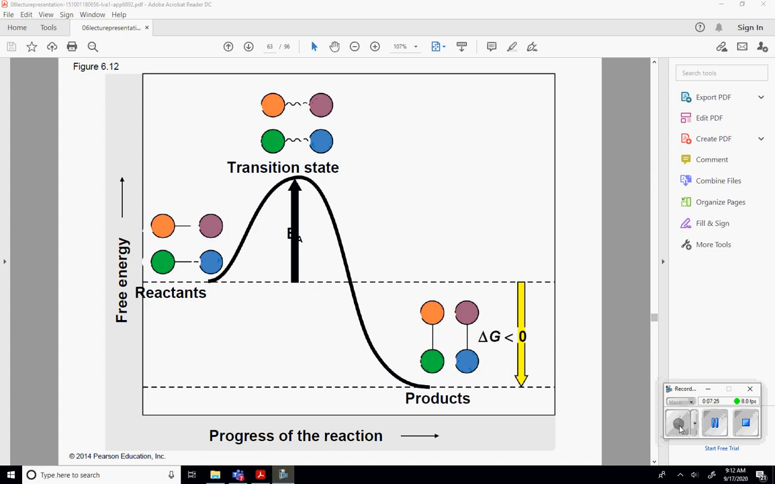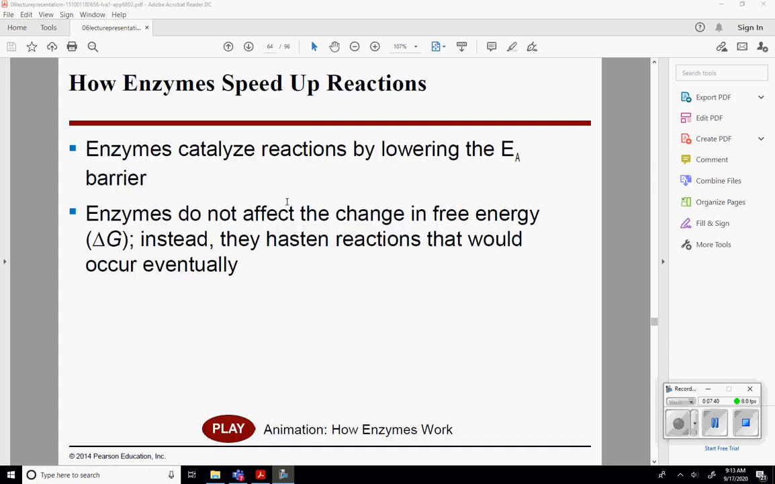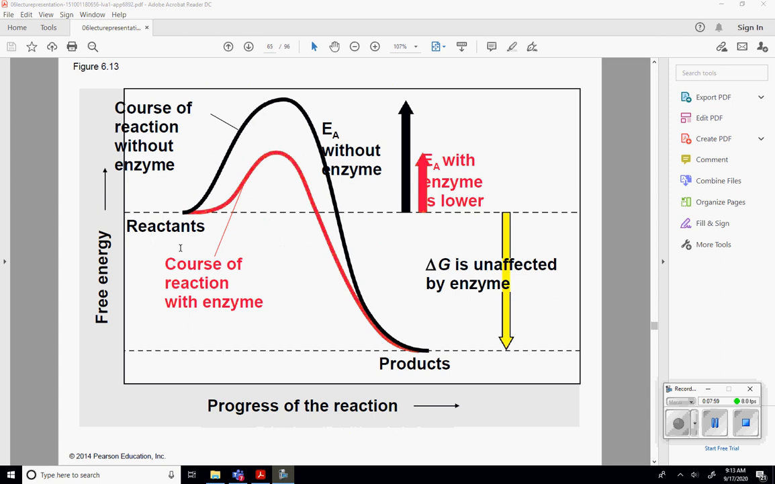On your notes it should say draw endergonic reaction and exergonic reactions on the graph. So we'll get back to this in a little bit so you can get those two different types of reactions down. Enzyme catalysts, how do they speed up a reaction? Enzymes catalyze reactions by lowering the energy barrier. Enzymes do not affect the change in free energy, delta G. Instead, they hasten reactions that would occur naturally.